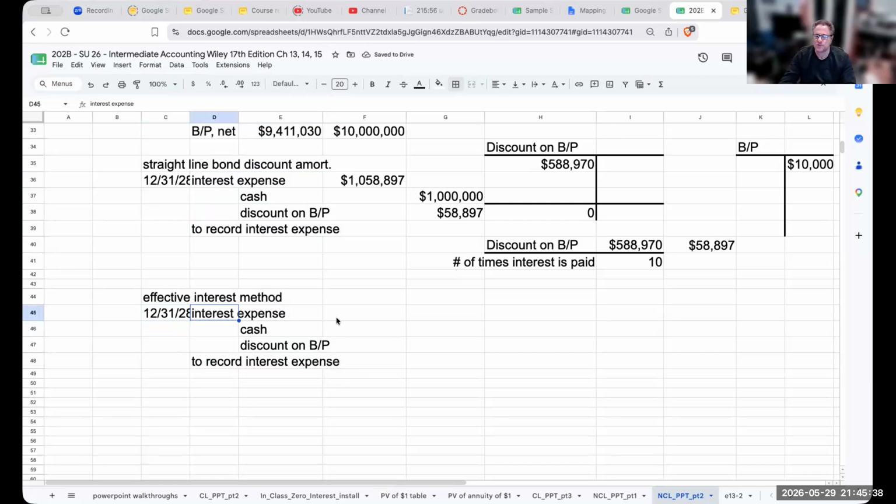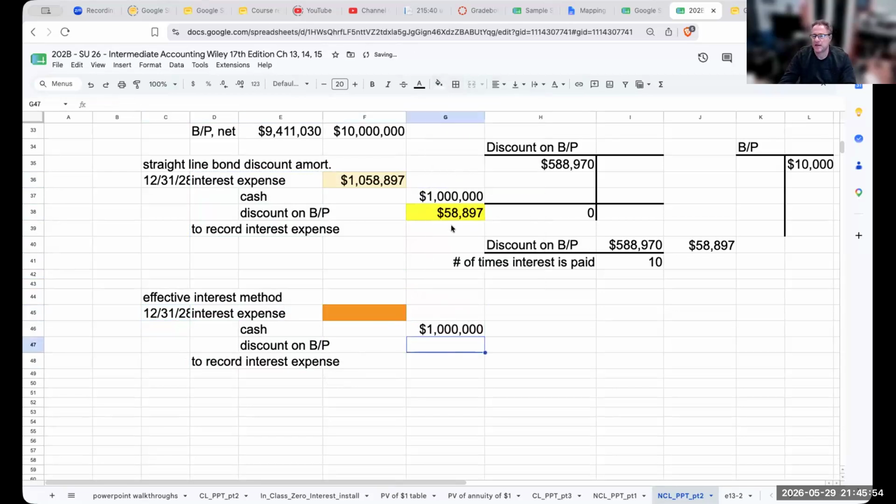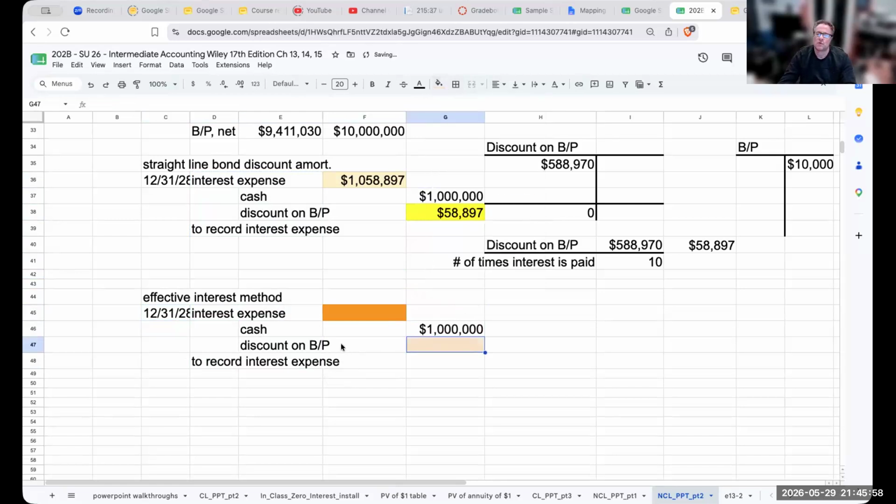I'm still debiting interest expense. I'm still going to be crediting cash for $1 million, but instead of focusing on the cash to determine this value, I'm now going to determine the interest expense, and then this is going to tell me what my discount is going to be. So on the effective interest method, this is what we are focused on.